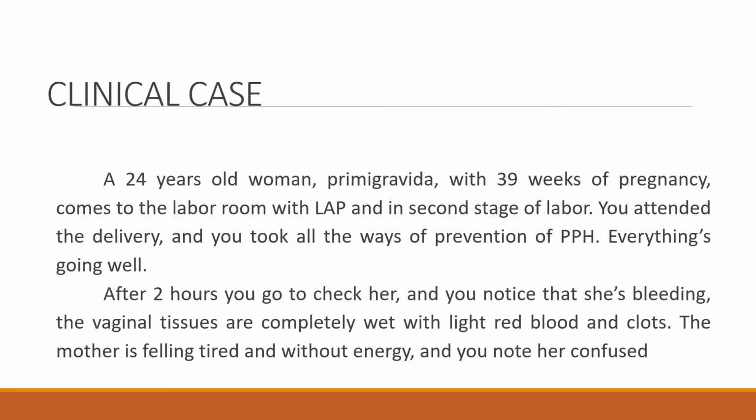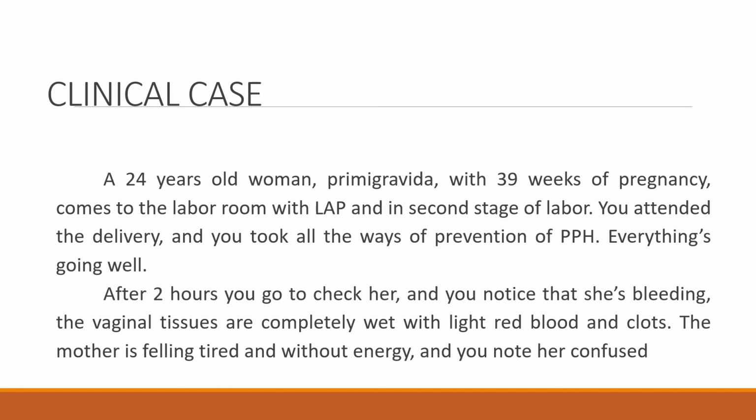So now we're going to finish this class with a little clinical case to see if we have understood, if we can manage these situations by ourselves. So a 24 year old woman, primigravida with 39 weeks of pregnancy, comes to the labor room with low abdominal pain in the second stage of labor. You attended the delivery and you took all the measures for prevention of PPH, with oxytocin after the delivery of the placenta. Well, everything is going well.